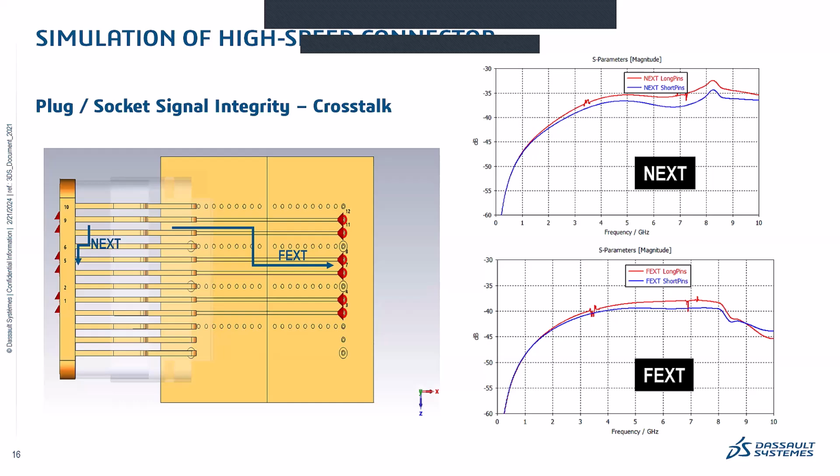You can see that, generally speaking, across the whole spectrum up to 10 gigahertz, the near end crosstalk is below, let's say, 32 dB or so, and the far end below 37 dB or so. What's also interesting is that shortening of the socket pins has actually improved the performance from a crosstalk point of view, as well as TDR. So that's really good to see.